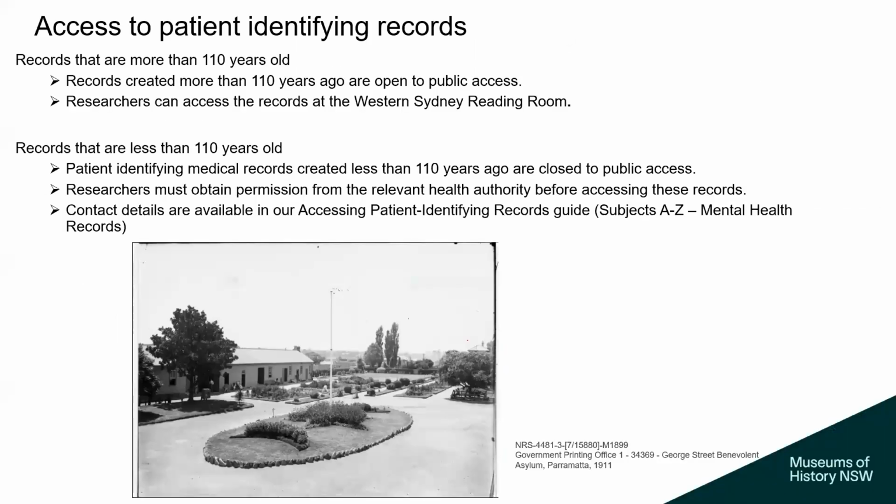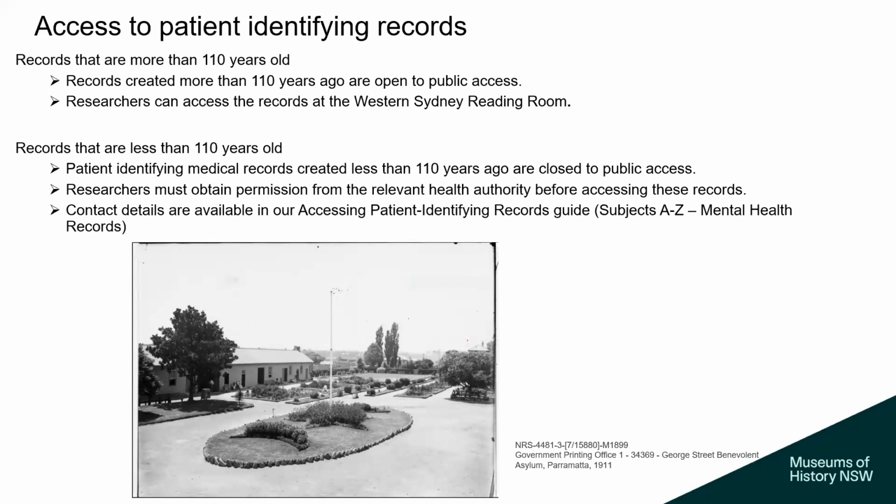Again, with these records, there are access conditions. This access condition applies to patient records for infirm and destitute asylums and for patient records for mental health facilities. Records more than 110 years old are open to public access. Records that are less than 110 years old are closed to public access. And if you wanted to look at those records, you do need to get a letter of permission from the relevant health authority before you can access those records.